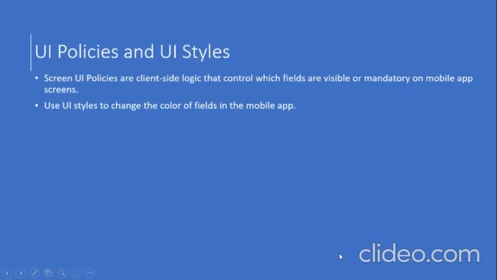Let's see UI policies and UI styles. UI policies are similar to the UI policies in the Now platform, but whatever configuration we do in the Now platform UI policy will not get configured to the mobile platform. So we need to create separate UI policies in Studio for the mobile application. And UI styles, if we need some different UI for the priority, for example, P1 needs to be in red color, P2 needs to be in orange color, like that, we can configure it in the UI style.